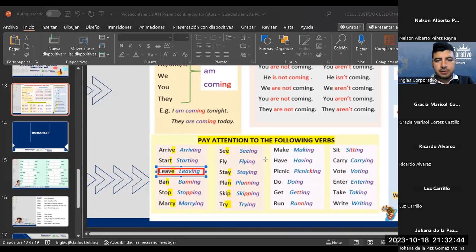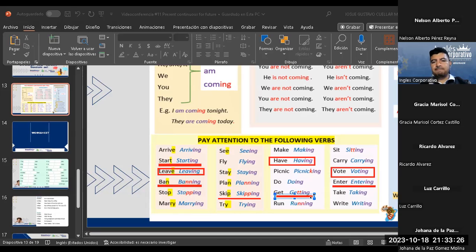Live. Have. Vote. Ok. Pero hay otros que son fáciles. Por ejemplo, enter. Normalmente solo se le agrega ING. Another could it be start. ¿Ve? ING, starting. Pero hay otros que sí, ¿verdad? Que se le agrega. Y los que son, ¿cómo se llaman? Normalmente de una sílaba. Por ejemplo, skip. Se le agrega la otra P. La última consonante se duplica. Van. Get. Ok. That's it. Para que tenga una buena noción.